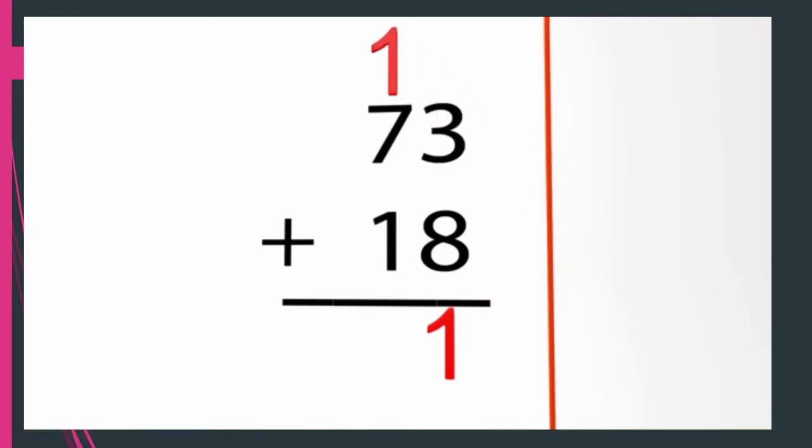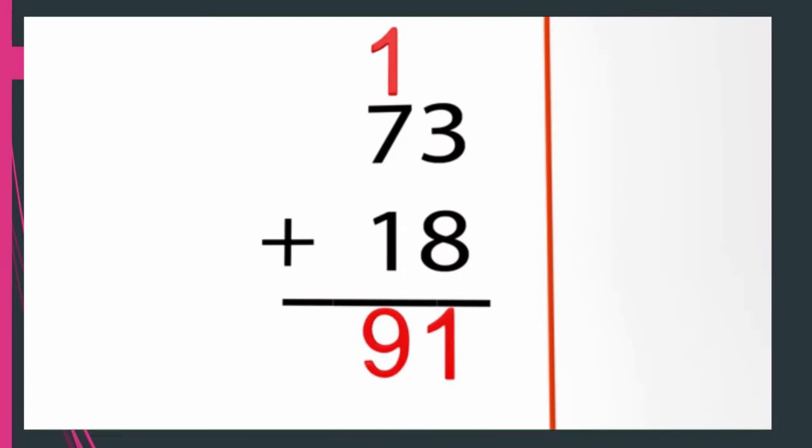We have finished adding the ones column, so now we add everything in the tens column. We get 1 plus 7 plus 1. What does that equal? We get 9. Great job! 1 plus 7 is 8, and 8 plus 1 is 9. So the answer is 91. 73 plus 18 is 91. You guys are really good.